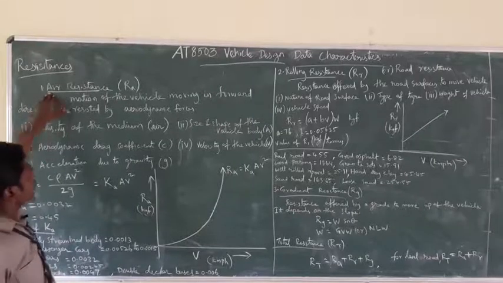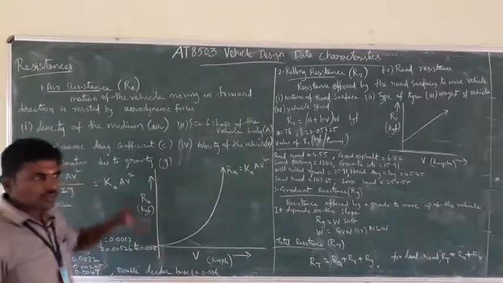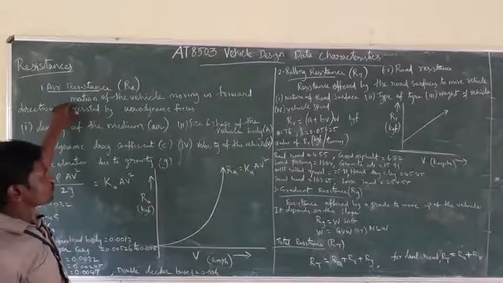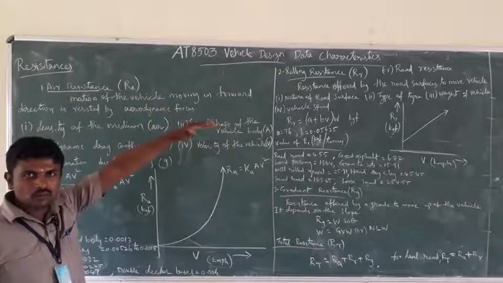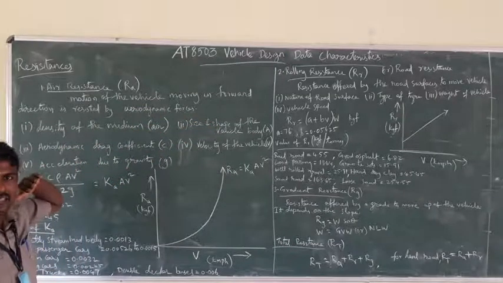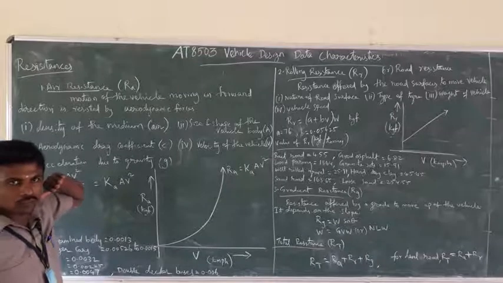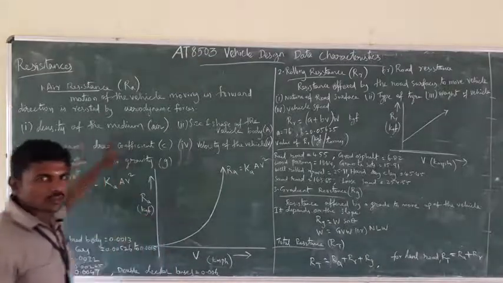Here, first one, air resistance. This air resistance takes place while the vehicle moves in the forward direction, and the air moves in the backward direction relative to the vehicle, right. That resistance is called air resistance.